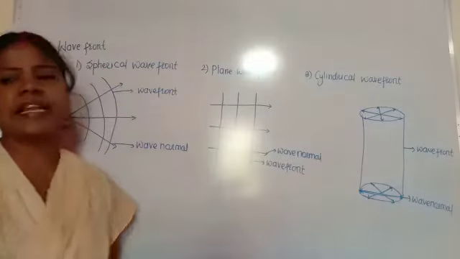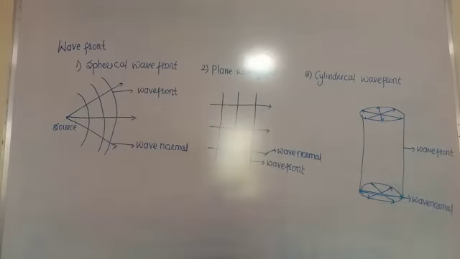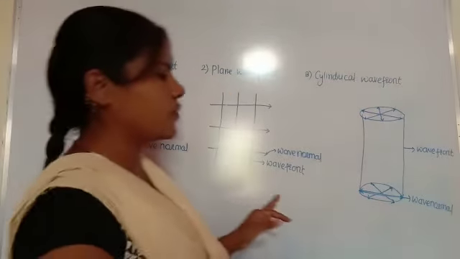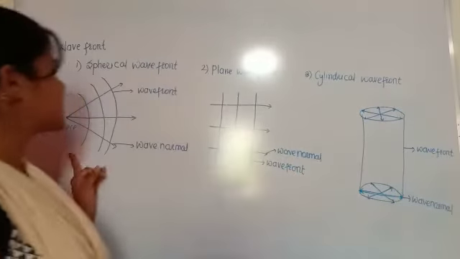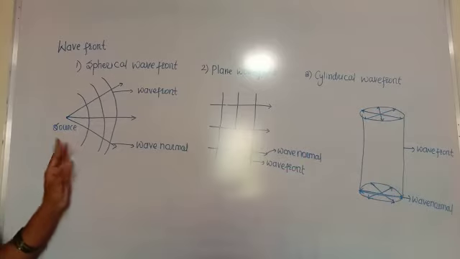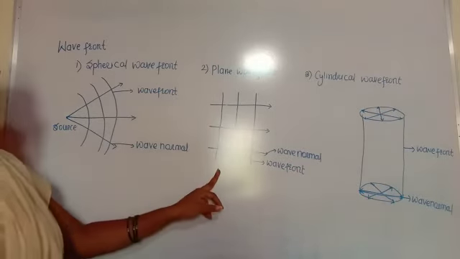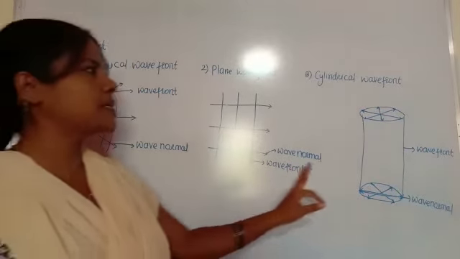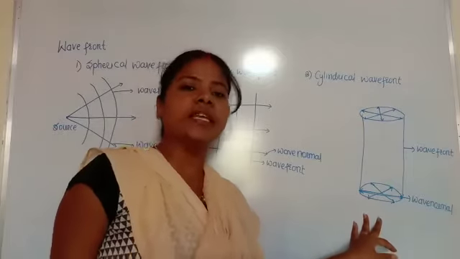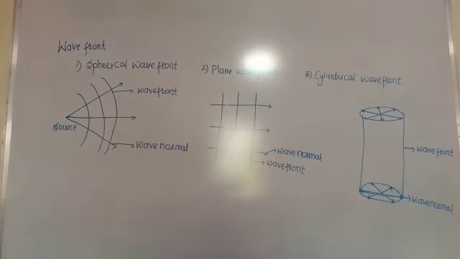Then third is the cylindrical wavefront. When the source of light is linear, the points equidistant from the linear source lie on the surface of a cylinder. Such a wavefront is called a cylindrical wavefront. So these are the three types of wavefront. First is the spherical wavefront, where the source is at a limited distance. Plane wavefront, where the source is at infinite distance. And cylindrical wavefront, where the source is linear.